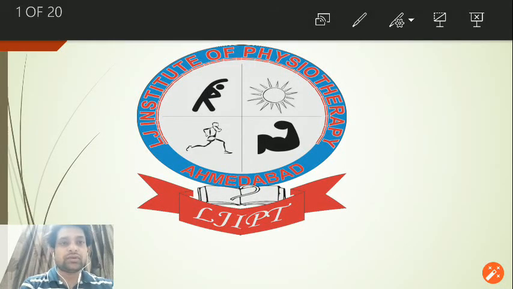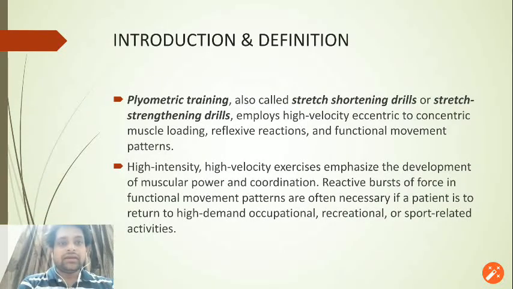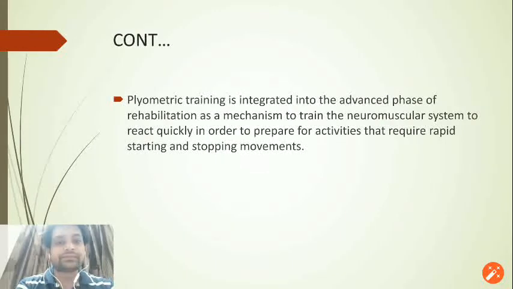Today we are going to learn about plyometric exercise, or plyometrics. So, introduction. Let's start with the introduction and definition. What is meant by plyometric? It's stretch-shortening drills, and it employs high velocity eccentric to concentric muscle loading, reflexive reaction and functional movement patterns. It's a high intensity and high velocity exercise that emphasizes the development of muscular power and coordination.